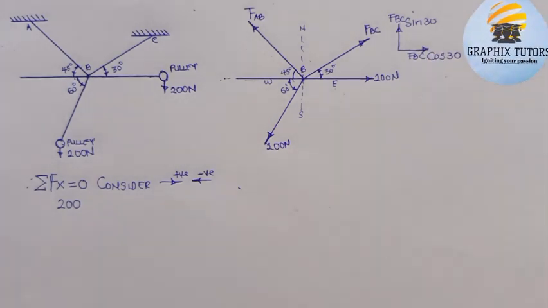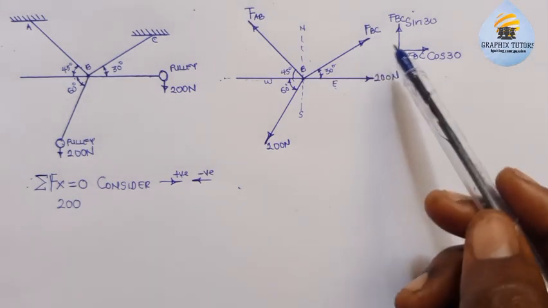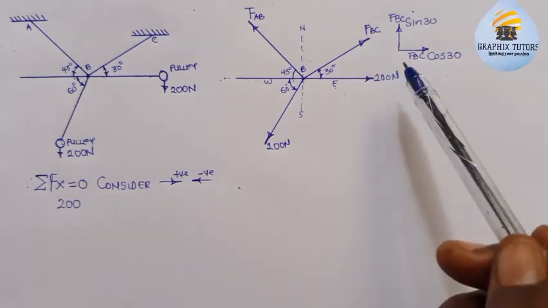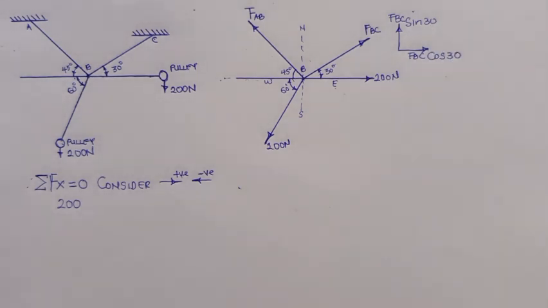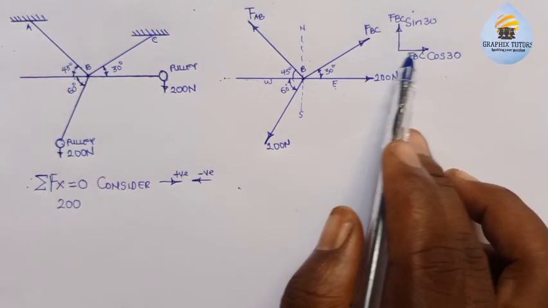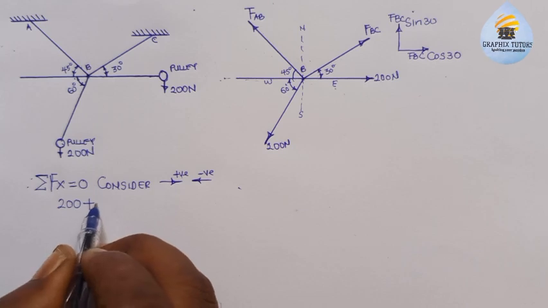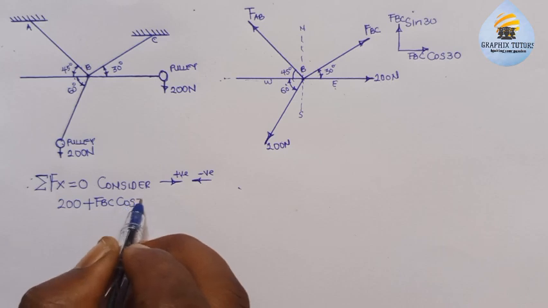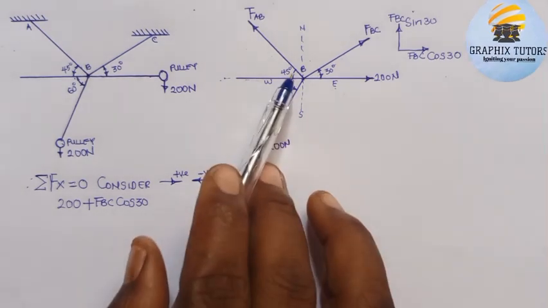So what I just did here, we call it the resolution of force. I have resolved this inclined force into vertical and horizontal components. If you want to know more about this, you can click on this link at the top right corner. It will take you to more explanation on this. Now this is another horizontal component along the x-axis and it's facing forward. So I'm going to put plus FBC cos 30.